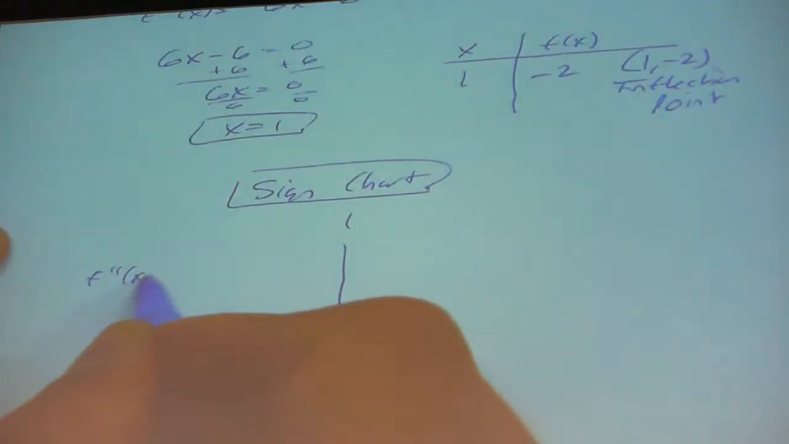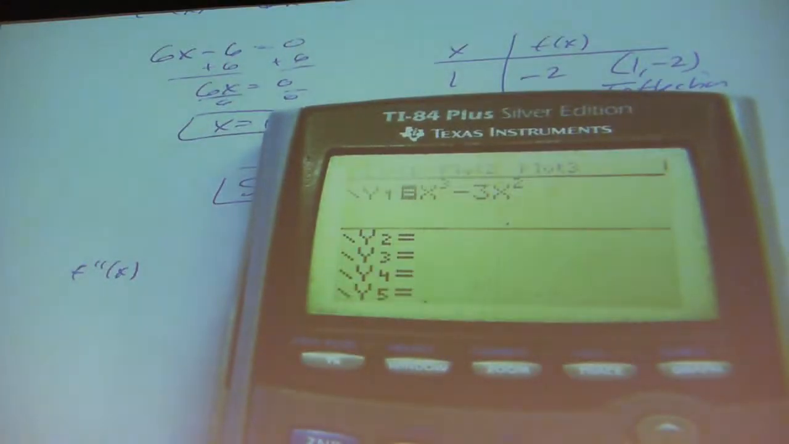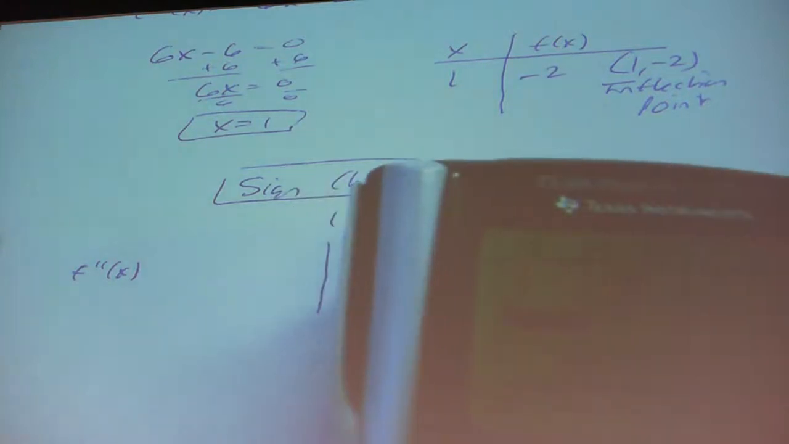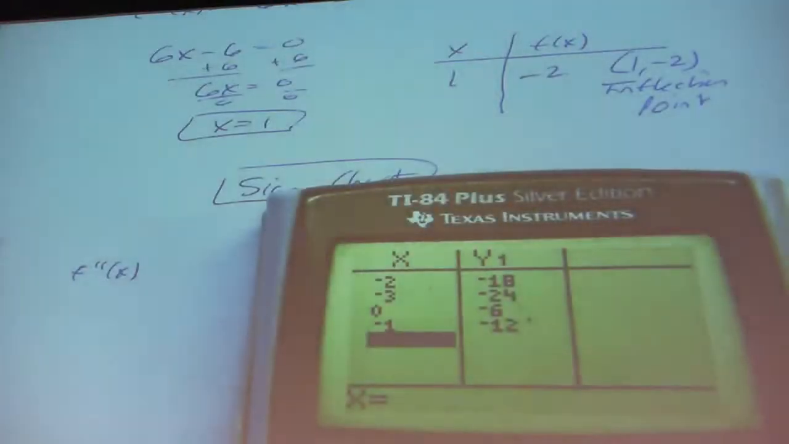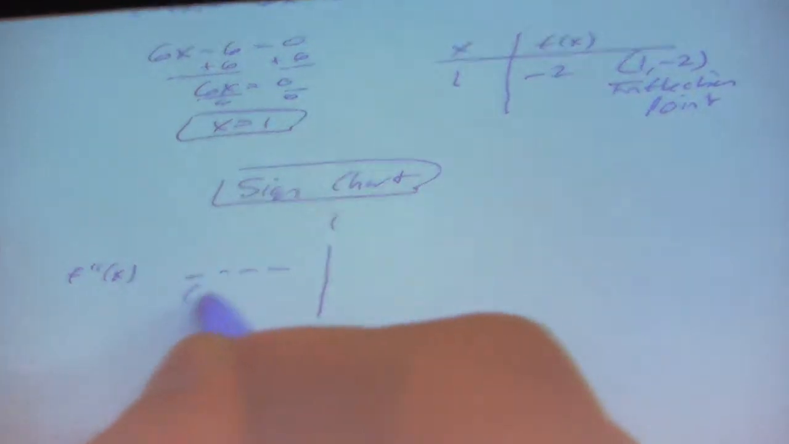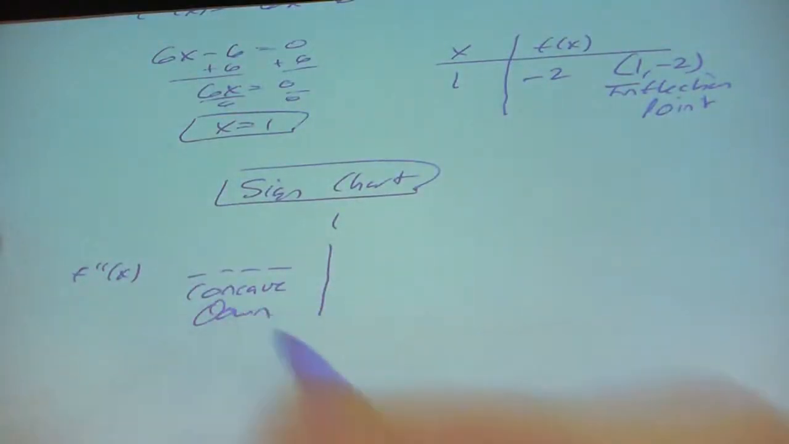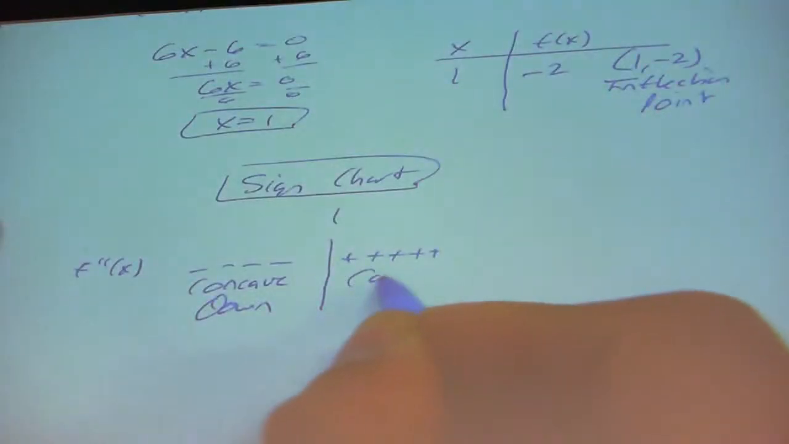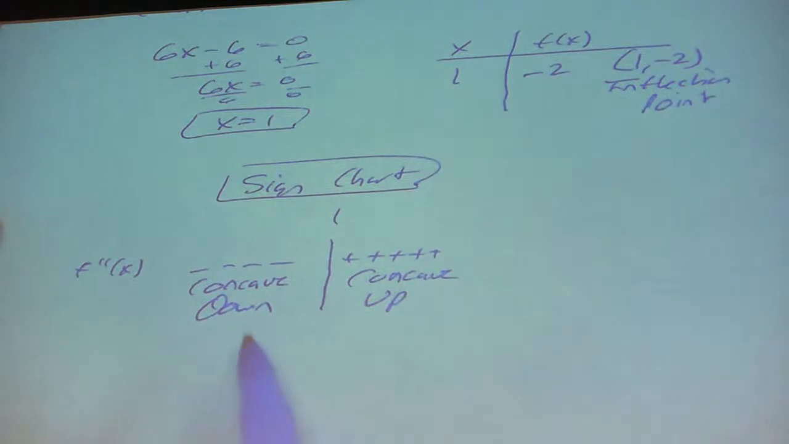Plugging into the second derivative, I go to my graph, move to y equals, and type in 6x minus 6. If I plug in numbers before 1, like -2, -3, 0, -1, all of those are negative. That's where the graph is concave down. After 1, like 2, 3, 4, 5, 6, all those numbers are positive. That's where the graph is concave up. So the change is from concave down to concave up, which is what we saw in the graph.